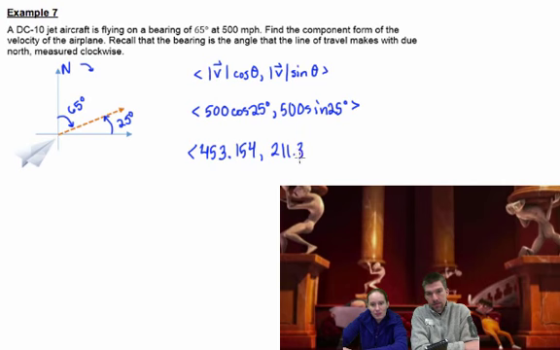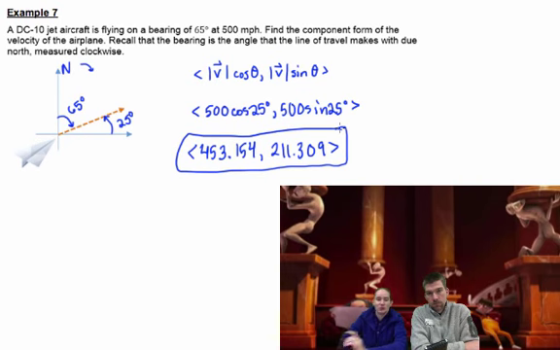And for sine, 211.309. And something interesting that this is actually telling us, this is what the answer is, but when we put it in component form, it breaks up what's going on into two separate velocities. Like the airplane is actually traveling east at 453.154 miles per hour at the same time that it's traveling north at 211.309 miles per hour.